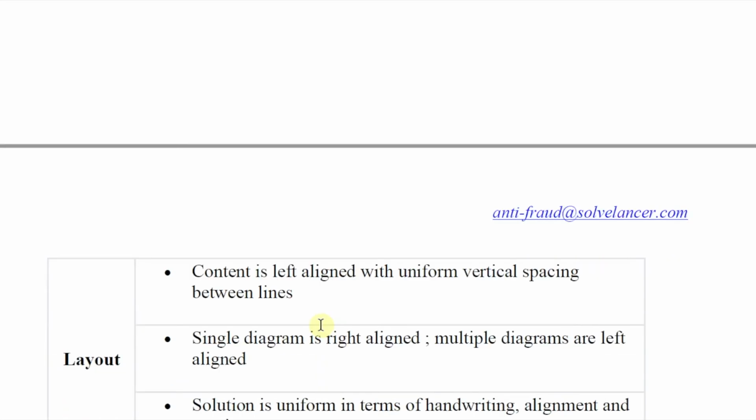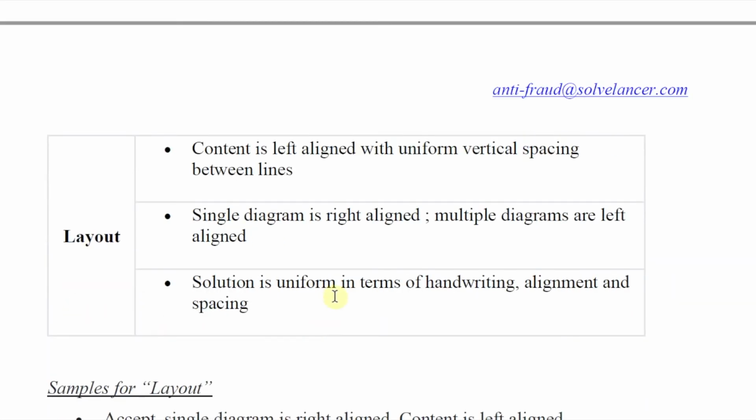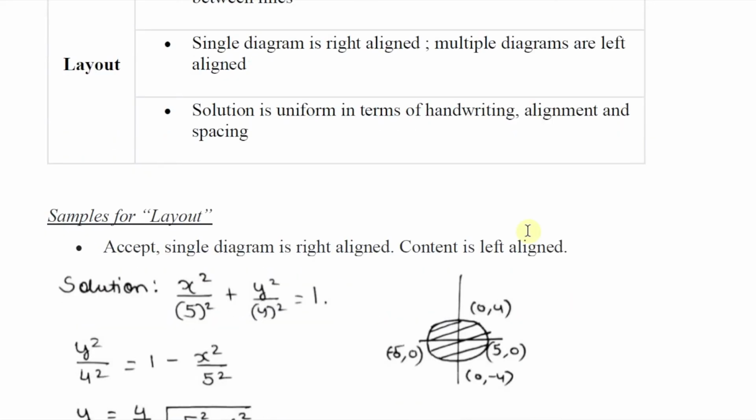Now, in the layout part, content is left aligned with uniform vertical spacing between the lines. Single diagram is right aligned and multiple diagrams are left aligned. Solution is uniform in terms of handwriting, alignment and spacing.